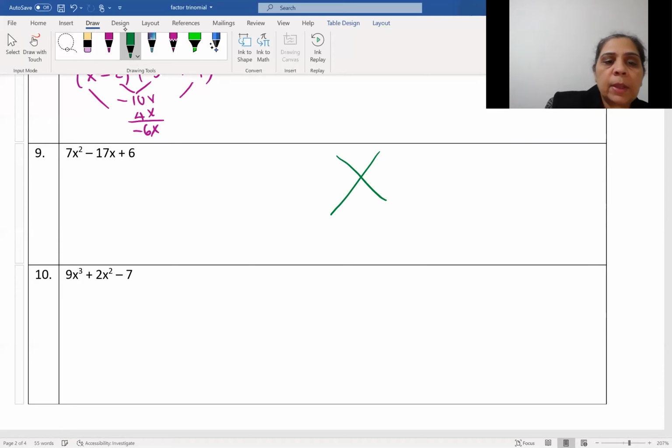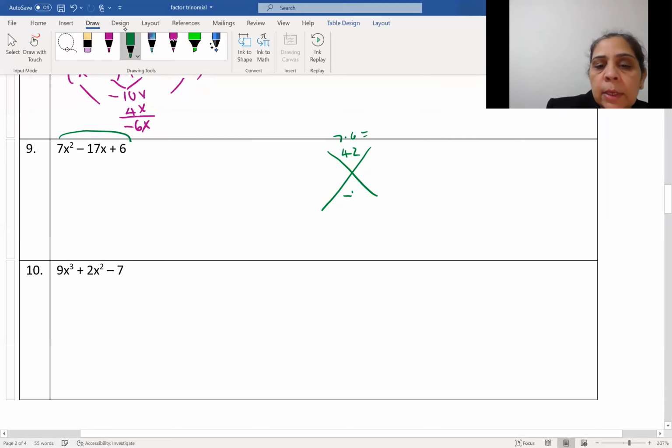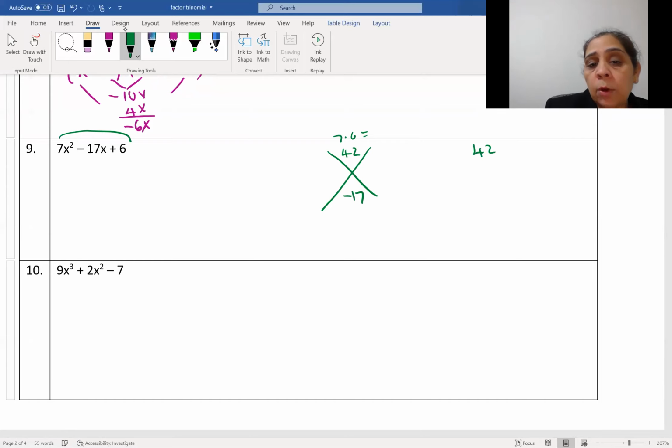And let's see. So what we need to write on top is the product. 7 times 6 is 42, positive 42. And the middle term coefficient is negative 17. So now we will write down all the factors. Remember, the top number is positive, so I will get both the same sign, whatever the bottom number is. So we have negative, right? So we need to use both of them negative.